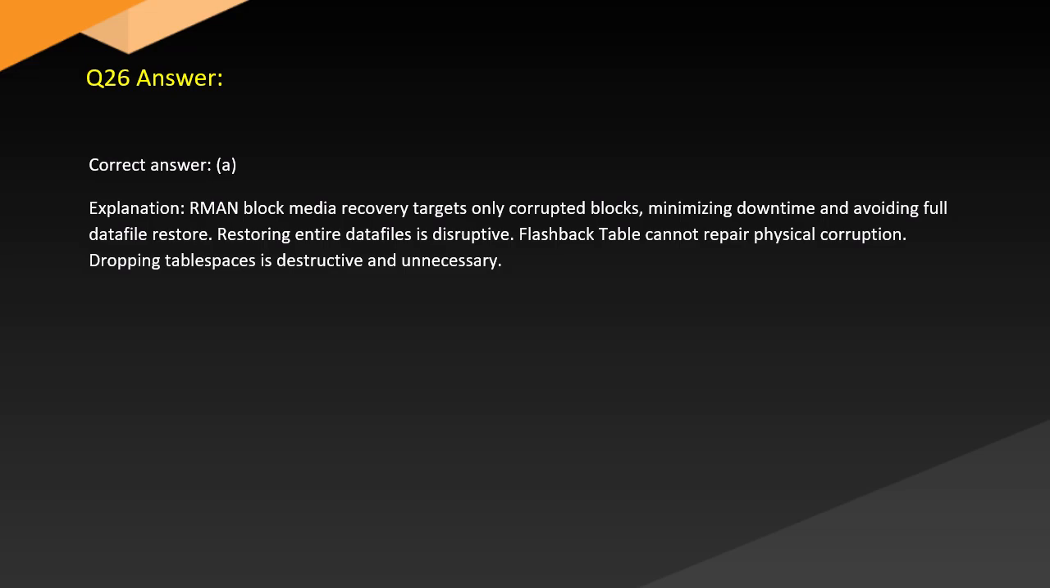Answer. Correct answer: A. Explanation. RMAN block media recovery targets only corrupted blocks, minimizing downtime and avoiding full data file restore. Restoring entire data files is disruptive. Flashback table cannot repair physical corruption. Dropping tablespaces is destructive and unnecessary.